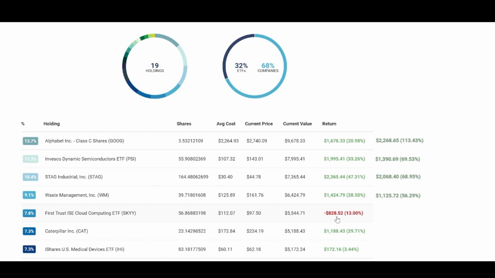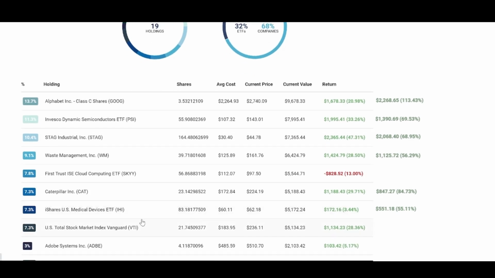Next, we have the only negative in my portfolio, and that is the cloud computing ETF. Now, this is the new investment that we added to my portfolio, and that's, of course, going down. Next, we have Caterpillar. My return on Caterpillar used to be $847. It is now $1,188. My return on medical devices ETF used to be $551. It is now $172. So that has gone down as well. It's not looking too good. Total stock market index from Vanguard has stayed somewhat the same. And then we have the biggest drop in my portfolio, which is Adobe. At the start of this video, my return on Adobe used to be 36%. It is now only 5%.